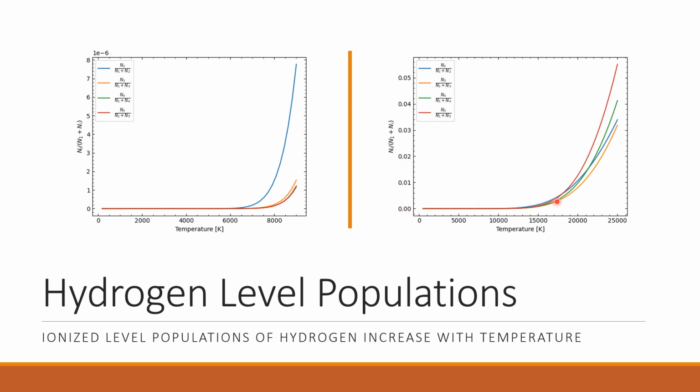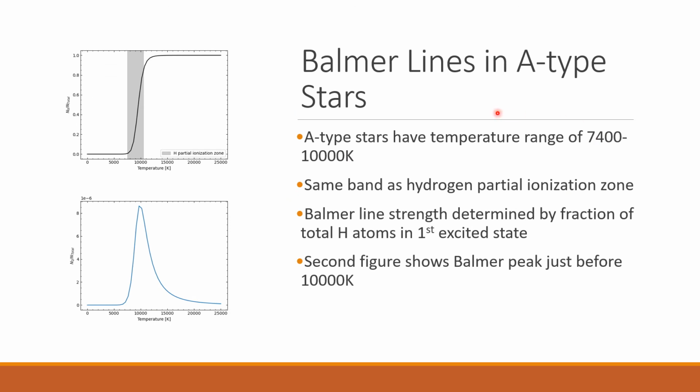Interestingly, when you look at the larger plot of this picture, you can see that past our little 9000 here, up past, say, 17,000, 18,000, the first excited state actually starts to become a waning member of this group. And instead we have the fourth excited state in red and the third excited state in green beating it. So this ties in nicely to the situation we're about to talk about, which is our Balmer lines in A-type stars. Note that A-type stars have a temperature range of 7400 to 10,000 Kelvin. So this happens to correspond quite neatly with the hydrogen partial ionization zone, which we looked at 2 slides ago.